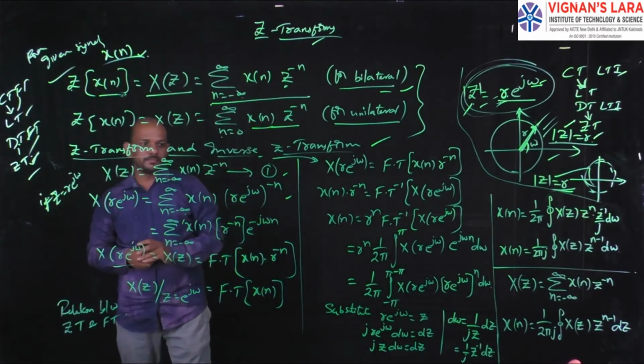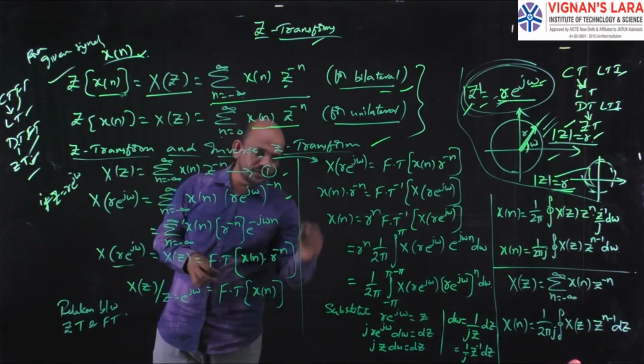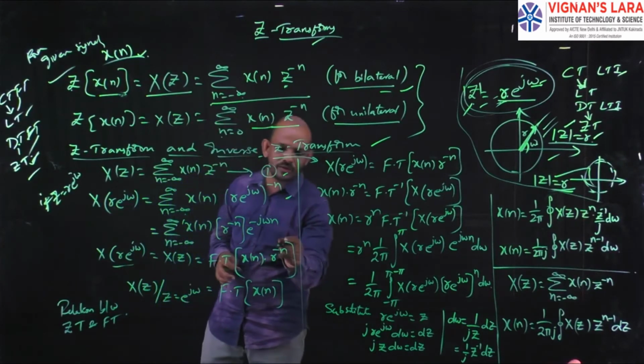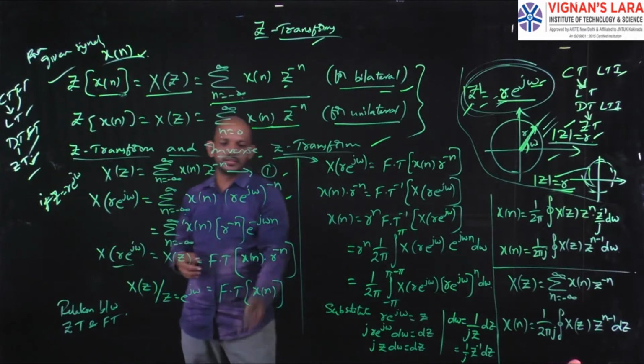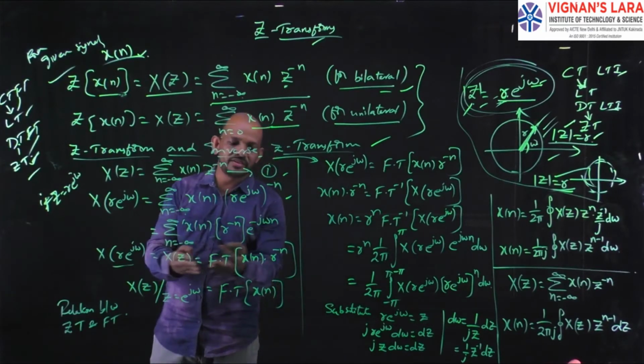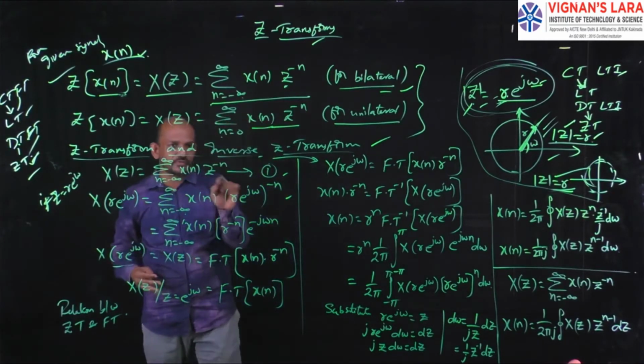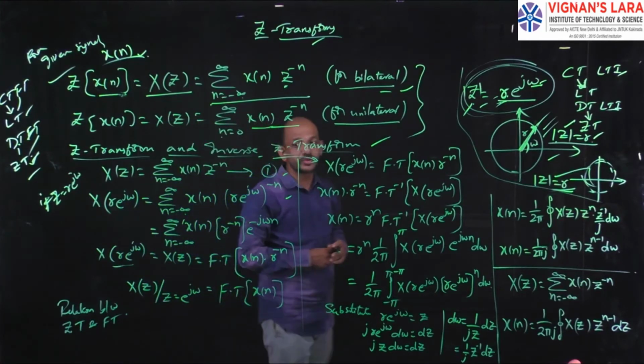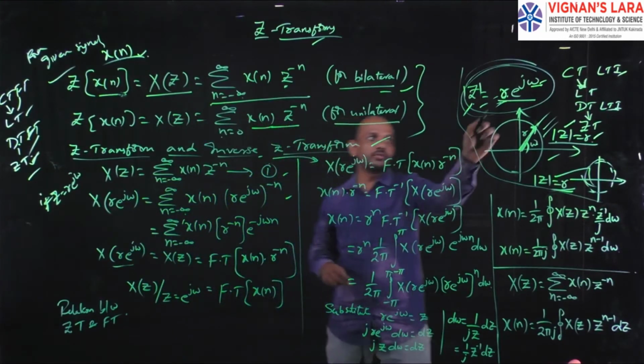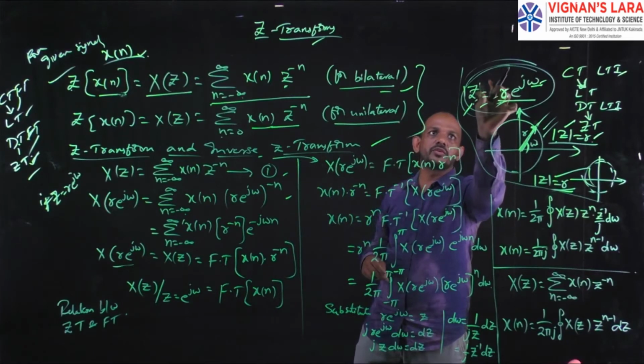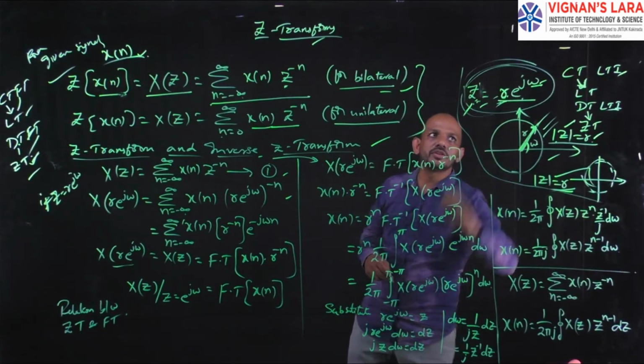n. Now if r equal to 1, the unit circle, then r to the power of minus n is 1, and the Z transform is equal to the Fourier transform. So if the r value equals 1, then the Z transform equals the Fourier transform. If r equal to 1, what is the value of z? The value of z will be equal to e power j omega.